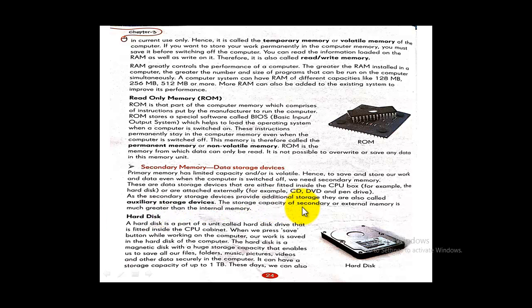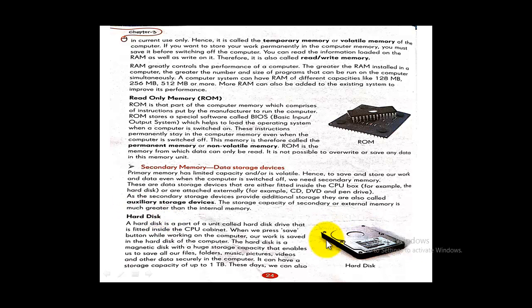The storage capacity of secondary or external memory is much greater than the internal memory. Internal memory means RAM and ROM, while the secondary storage device capacity is much better than the internal memory. Okay, now let's see what a hard disk is.